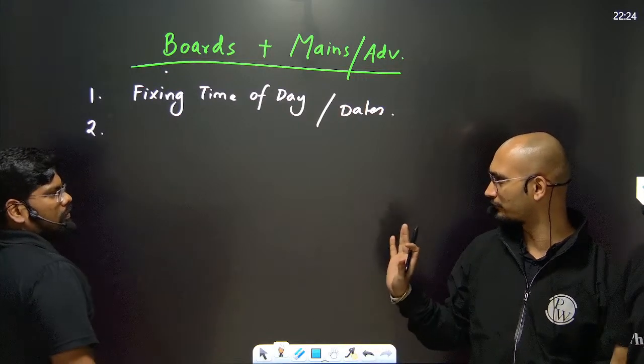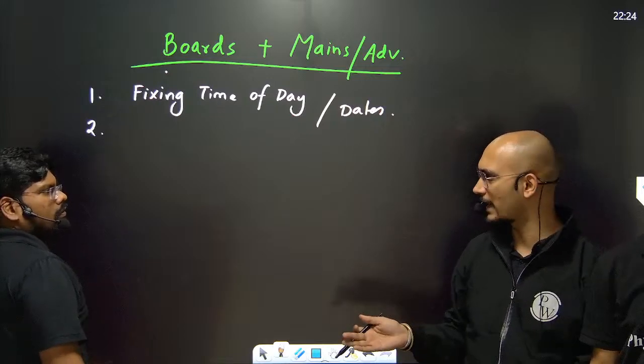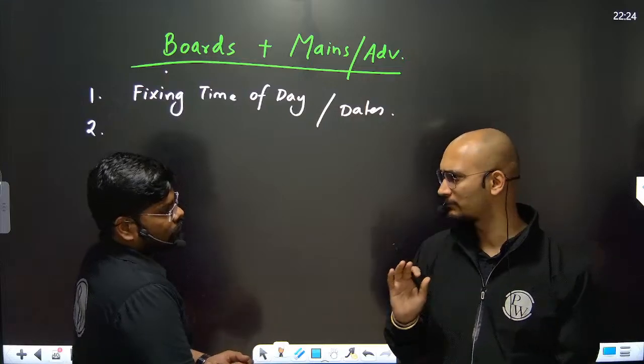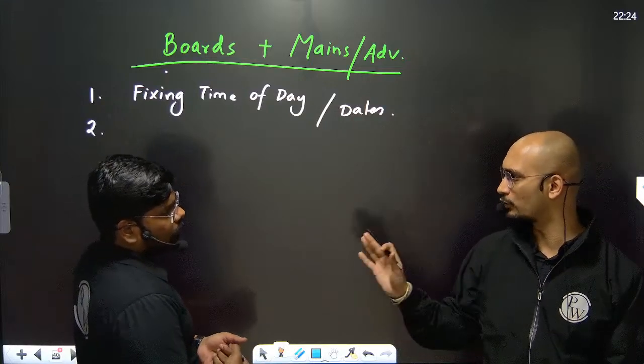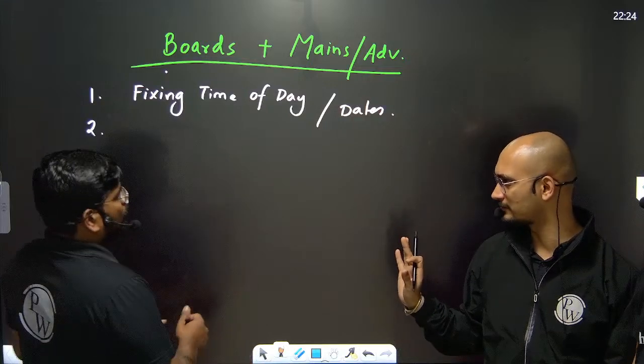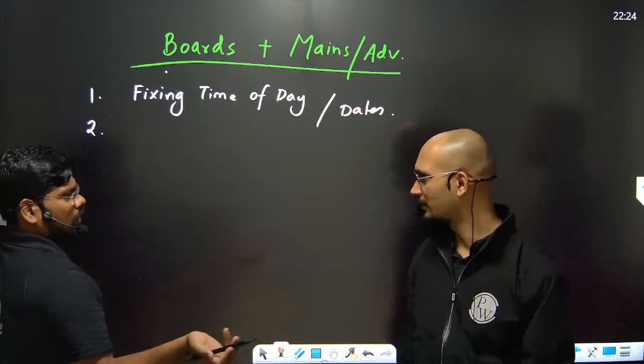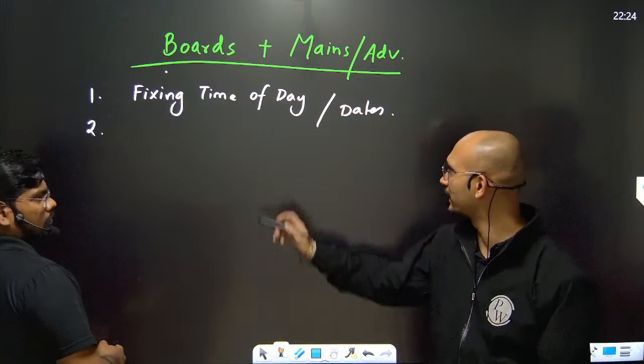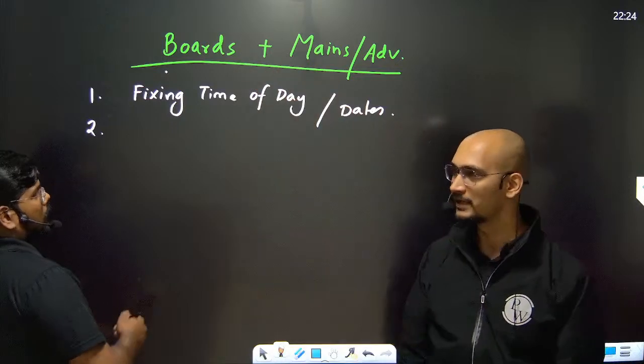So they have a lot of time with them. If we consider 12 hours or 10 hours of consistent time, 4 to 5 hours for boards will be enough, I think. Definitely, they can spend 12 hours easily. Then only they can target boards, mains and advanced, right?